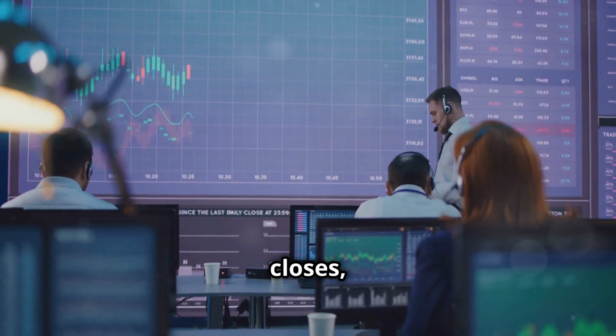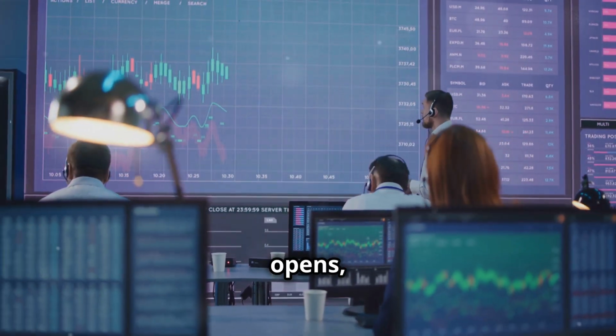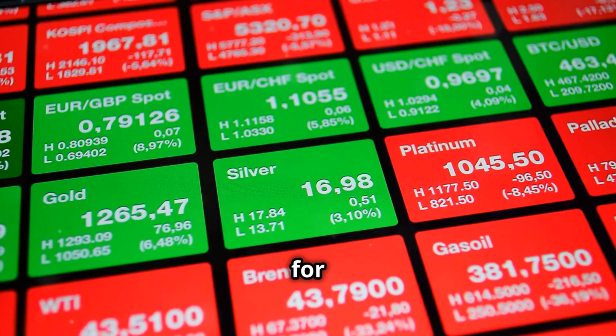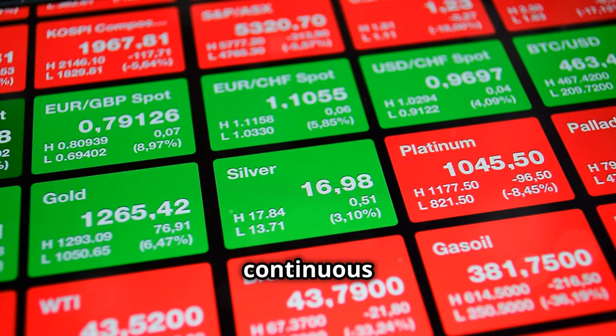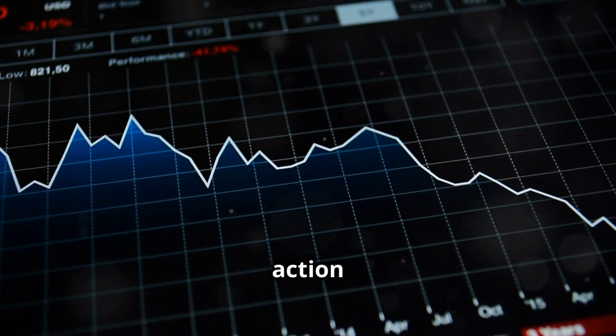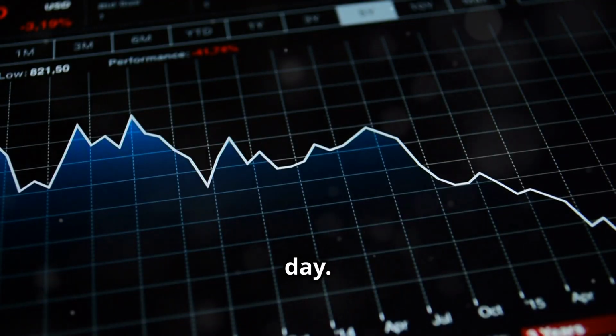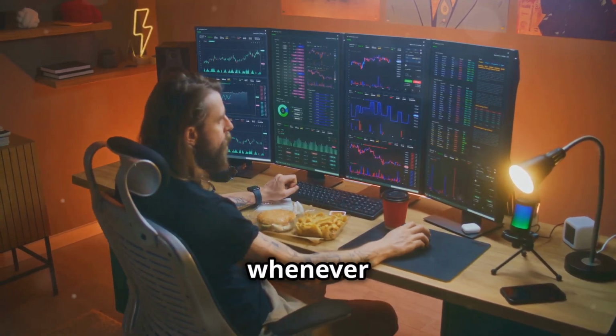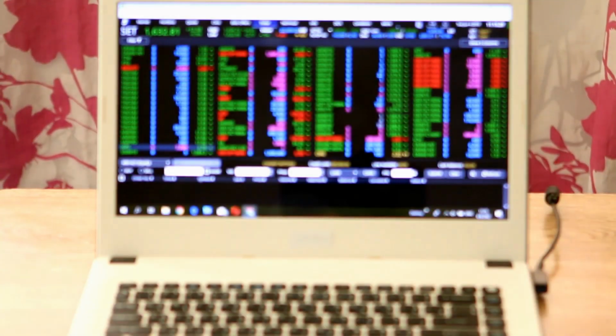When one market closes, another one opens, allowing for continuous trading action throughout the day. For Forex traders, this offers incredible flexibility. You can trade whenever it suits your schedule.